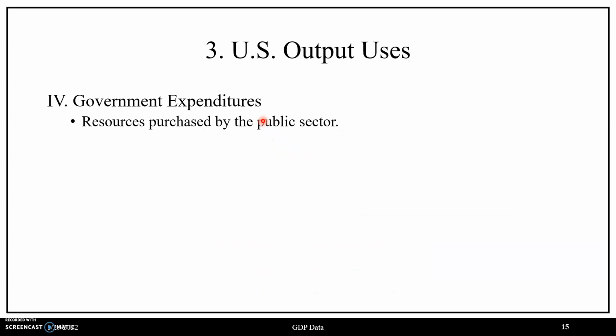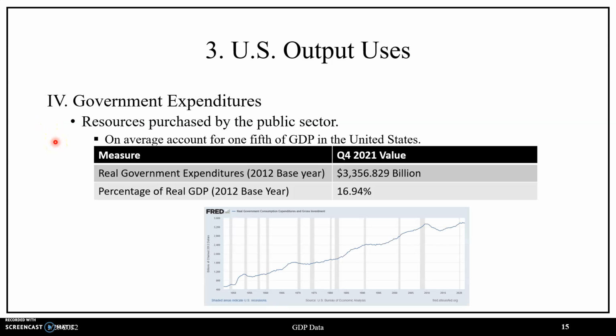Next, we have government expenditures, which are going to be resources purchased by the public sector, which is going to be on things such as education, so K through 12 schooling, infrastructure spending on things such as highways, as well as defense spending in terms of the military, where on average this will account for 1/5 of GDP in the United States. In terms of our figures, for Q4 2021, where 2012 is our base year once again, government expenditures had a value of $3,356.829 billion and comprised about 16.94% of real GDP, which is in line with our 1/5 figure.